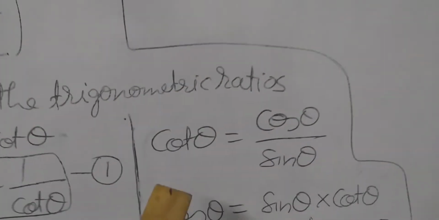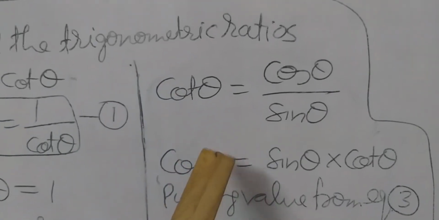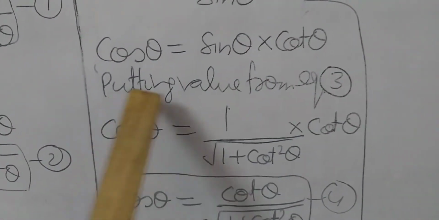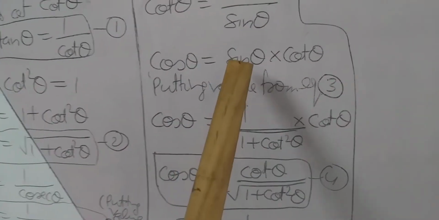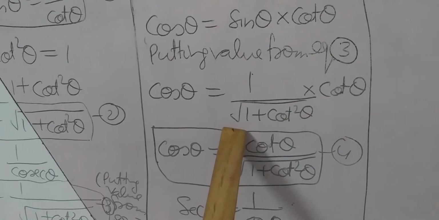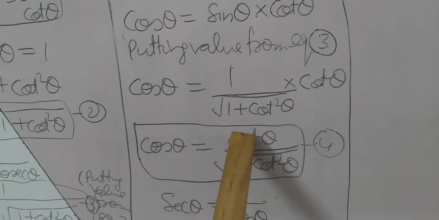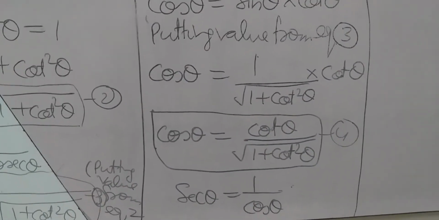Now student, we know that cot theta equals cos upon sin. By cross multiplication, cos theta equals sin theta into cot theta. So let us put the value of sin theta in terms of cot here, putting the value from equation number 3. So in place of sin, we can write 1 upon root 1 plus cot square theta. So cos theta equals cot theta upon root 1 plus cot square theta.